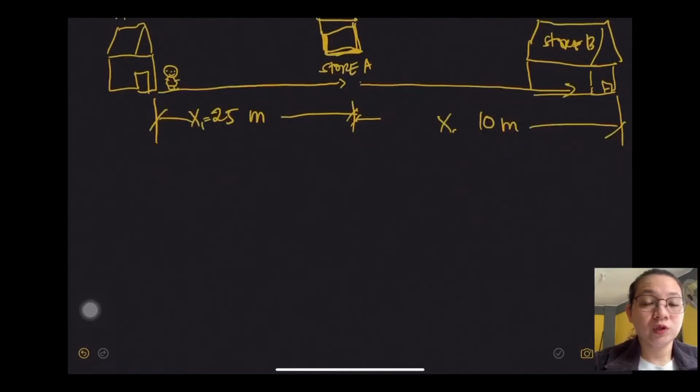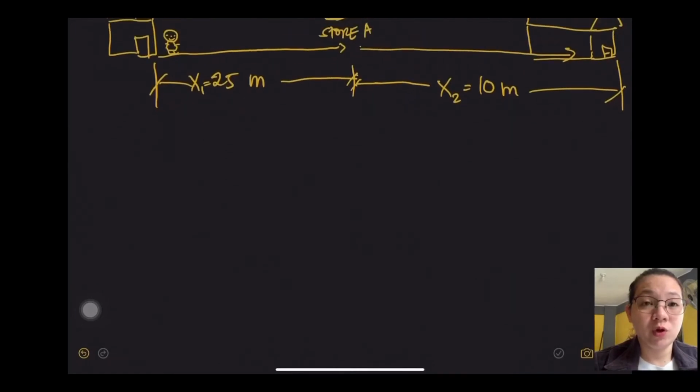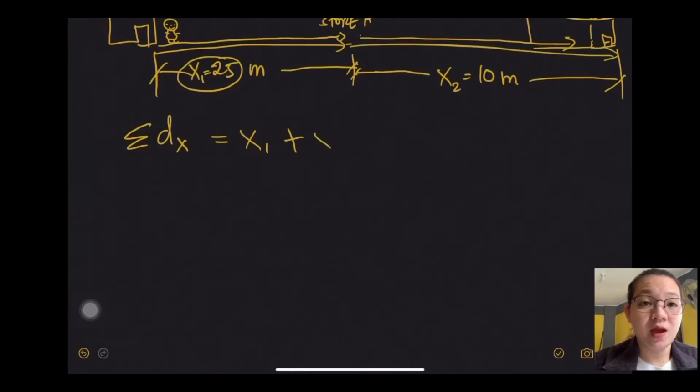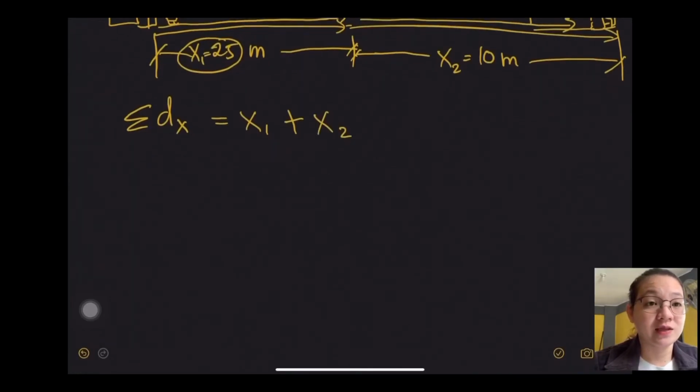Now, to name it as x sub 1 and x sub 2, we're going to represent x as the horizontal component. So, x sub 1 and x sub 2. To get the total distance, the summation of d sub x is equal to x sub 1 plus x sub 2.